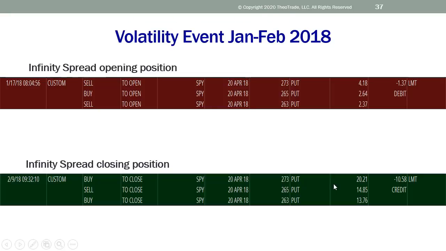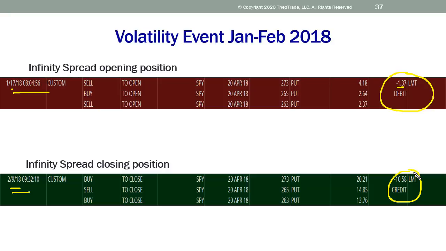Check this one out. Once again, it is the infinity spread, and again, these are exact snapshots of trades. This infinity spread was initiated on January 17th. It was closed on February 9th. The trade was initially put on for a $1.37 debit. It was then turned around and closed for over a $10 credit.